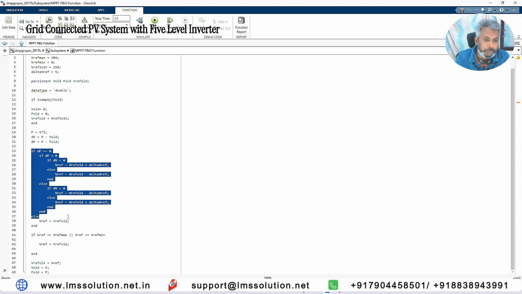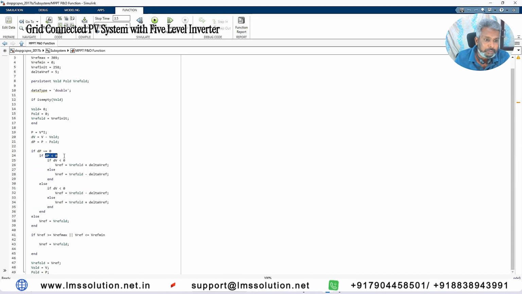Then we check the conditions of the P&O MPPT. There are 4 conditions. First you have to check whether dP is less than 0, and then we need to check dV. If dV is less than 0, we need to increment the voltage, otherwise we need to decrement the voltage. If dP is greater than 0, then we have to check dV again. If dV is less than 0, we need to decrement the voltage, or else we need to increment the voltage.